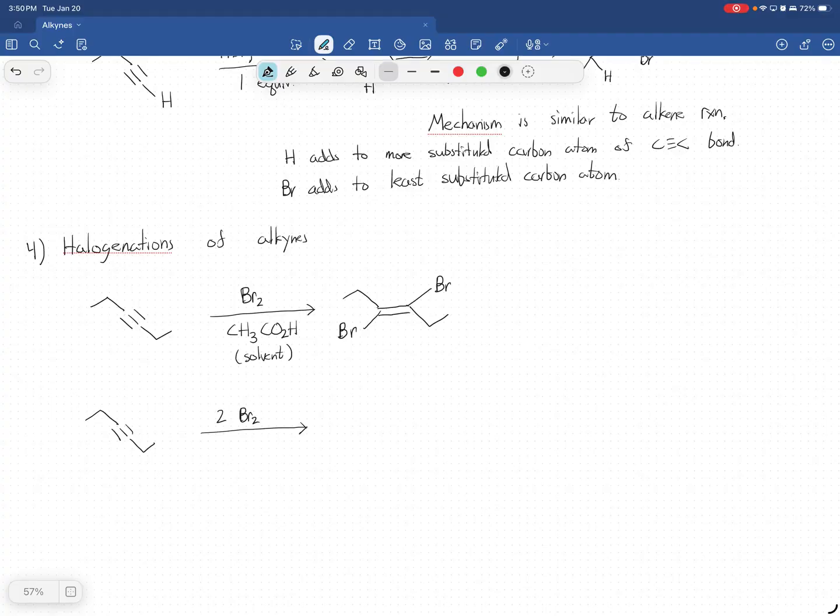Yeah, so we're going to break that double bond apart and then add another two what? Yeah, another two bromines. Good. So what you get here is, let's just draw, oops, my bad. Let's draw the backbone.